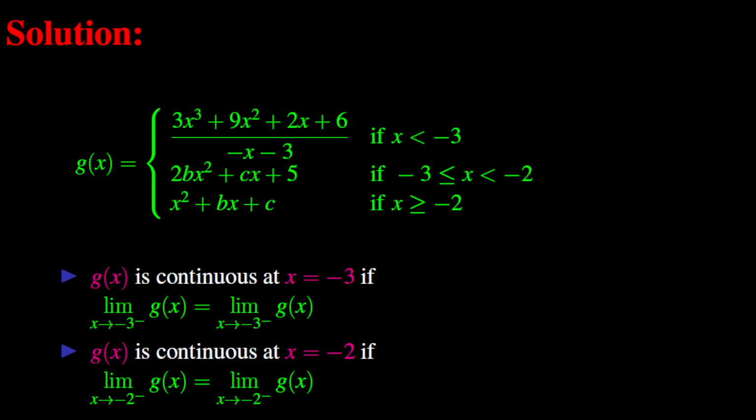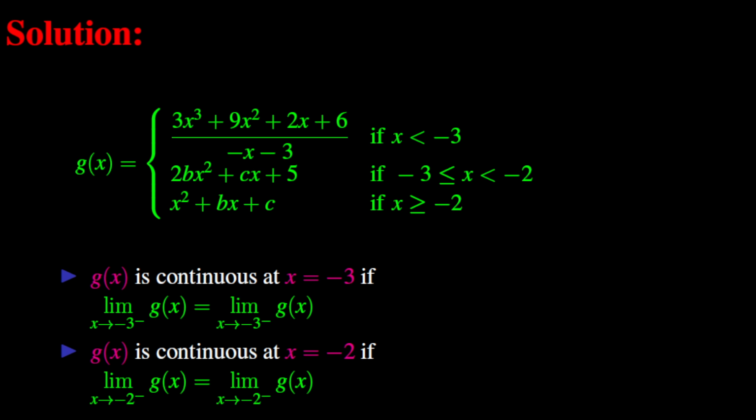The function g is obviously a piecewise rational function. This means that each piece of this function is continuous on its interval of definition. It remains for us to check the continuity of this function at the end points of these intervals. So we will study the continuity of g at the points -3 and -2.